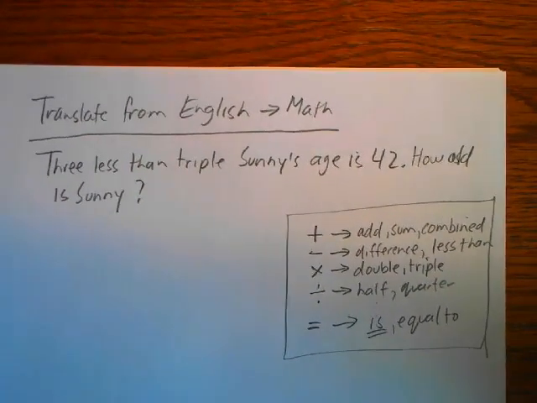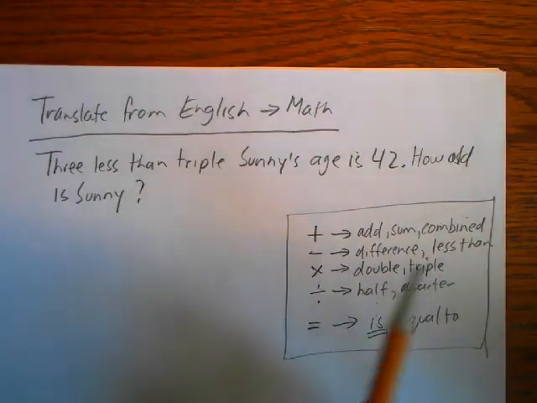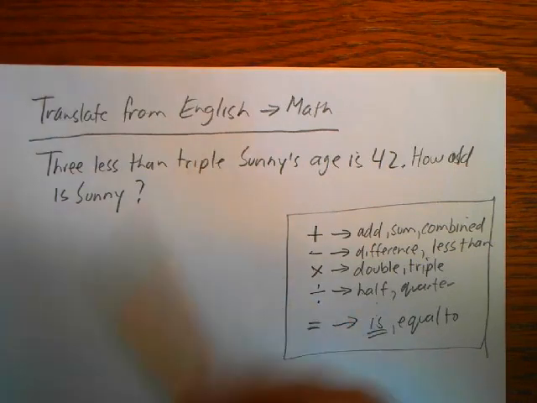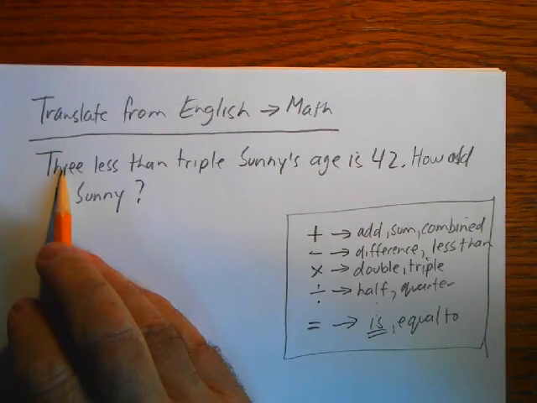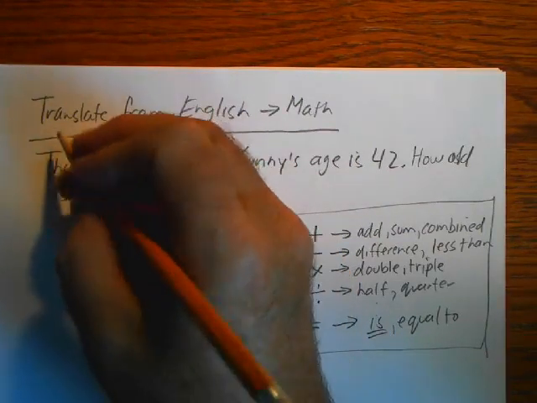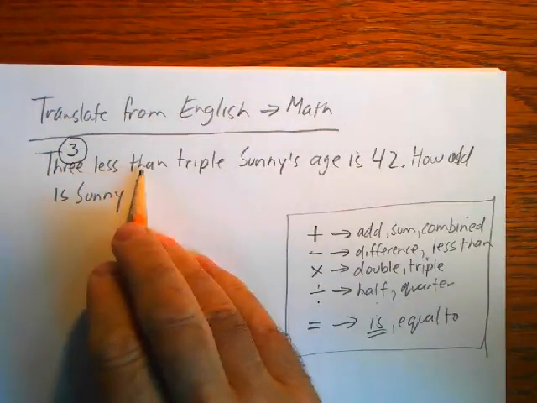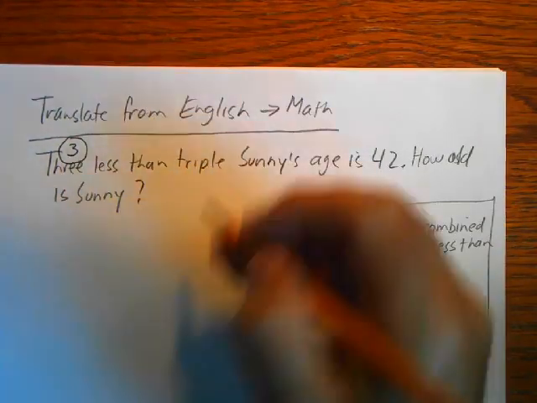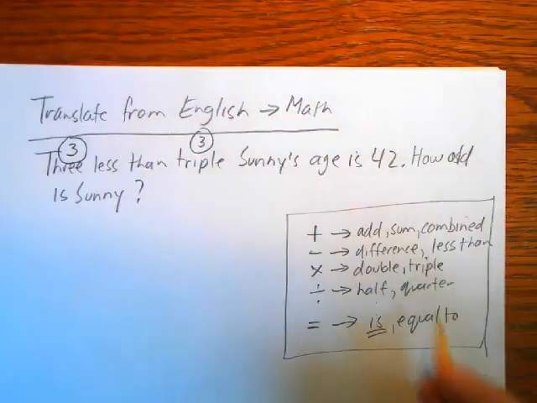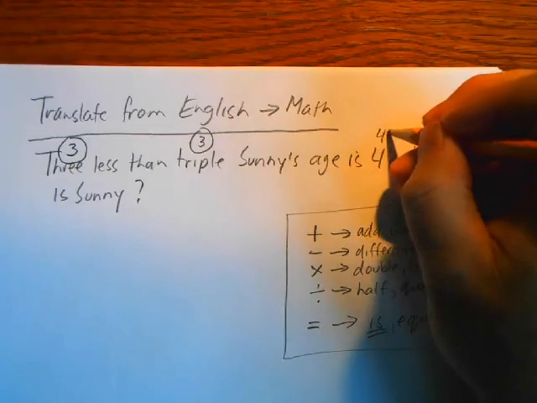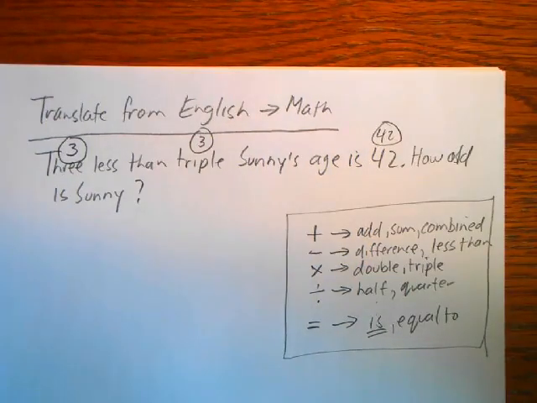So when I look at this question, and this is how I'd recommend you do it, the first thing I'm going to do is look for the numbers and the variables. The numbers should be straightforward. Sometimes they're actually written as numbers. So I'm going to put the number 3 here. Less than triple. So triple means 3, and we know that relates to multiplying. We'll get to that in a second. 42, that's not too hard to translate.